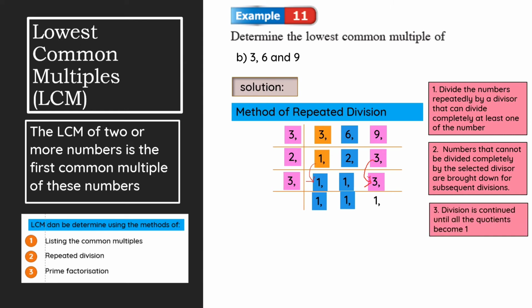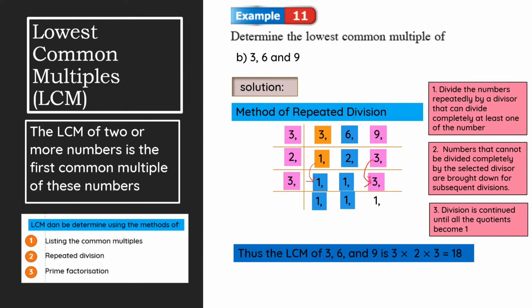Okay, division is continued until all the quotients become 1. Thus, the LCM of 3, 6, and 9 is 3 multiplied by 2 multiplied by 3 here, which is 18. So using this repeated division, we can find the LCM by multiplying these numbers on the left side.